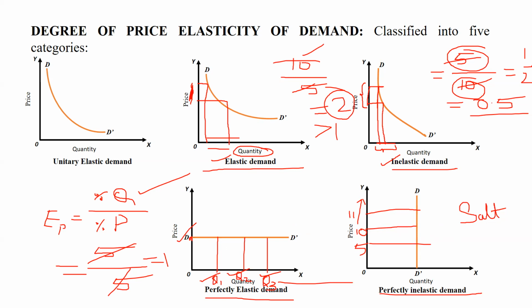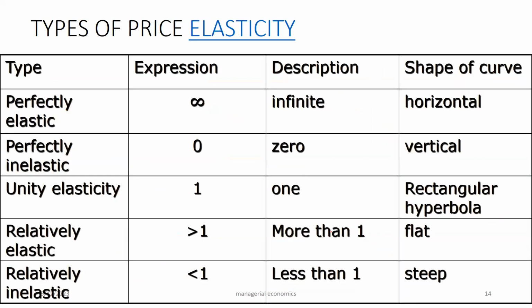But here, you can see price is fixed, but demand still keeps on changing. That is perfectly elastic demand. That is perfectly inelastic demand. So I hope you can understand the meaning of this change in degrees of price elasticity of demand.